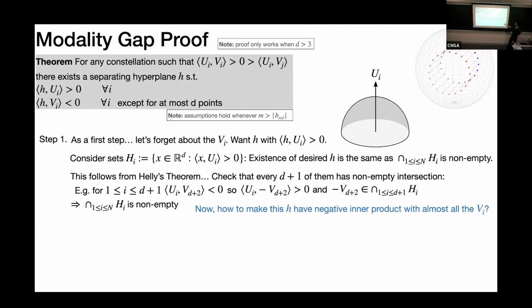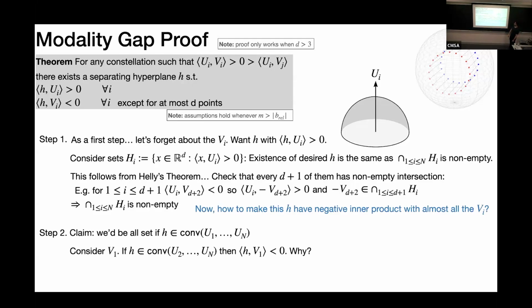So now how do we make this H have a negative inner product with the V's, right? Remember, we forgot about the V's, but those are the whole crux. Well, a second claim is that if the H we found here, in the intersection of all these hemispheres, is in the convex hull of the U's, then we'd be in good shape. Then we'd be done. Okay, so why is it that we'd be done? Well, it needs a little bit of an argument, but it's short.